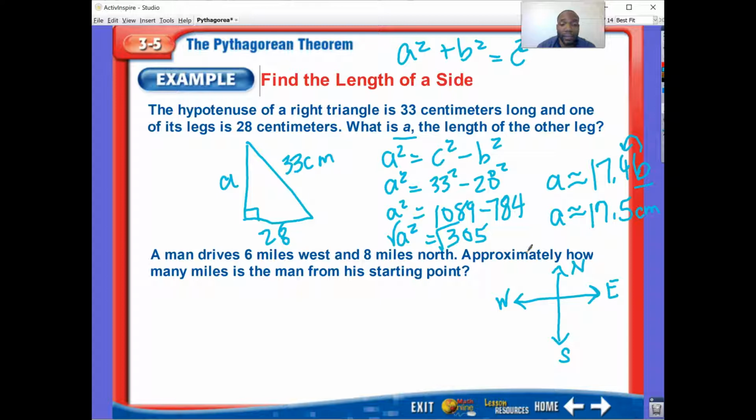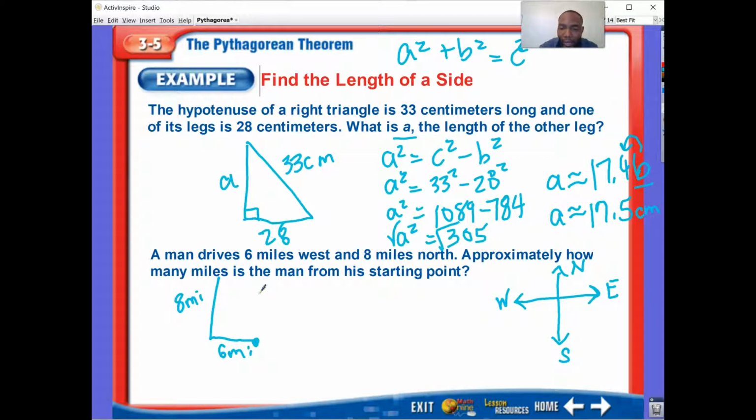A man drives 6 miles west and 8 miles north. So when I see this problem, this is how I visualize it. First of all, you're starting someplace, right? So you're going 6 miles west. So I'm going in this direction here for 6 miles. And then after that, I'm going 8 miles north. 8 miles in that direction, right?